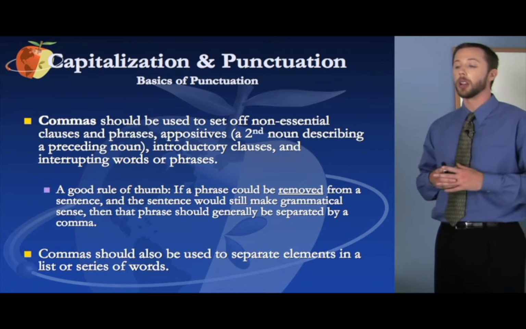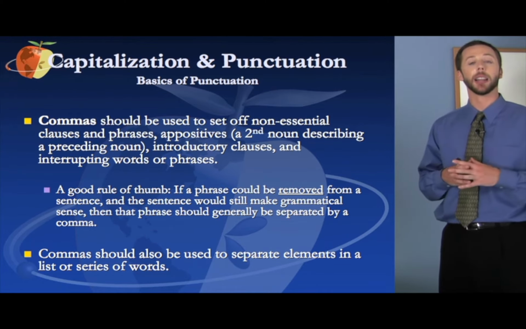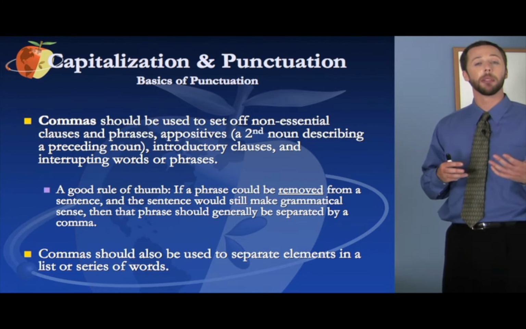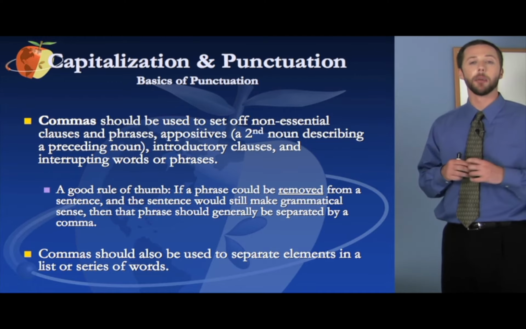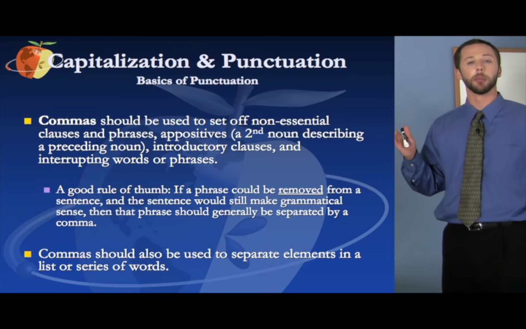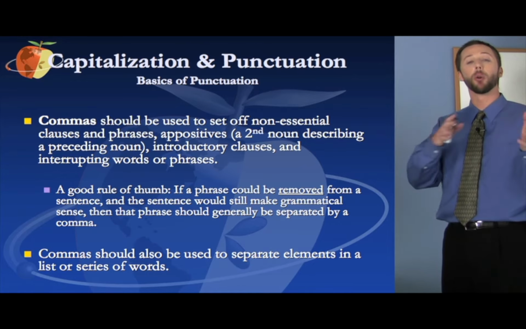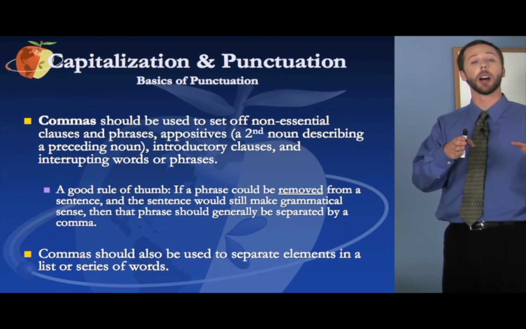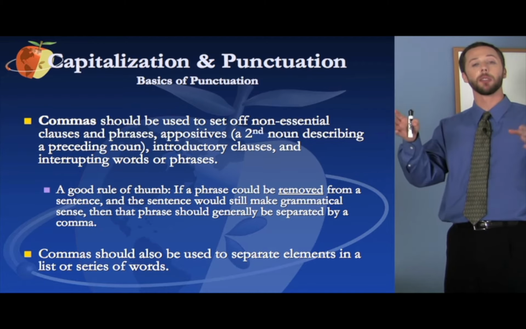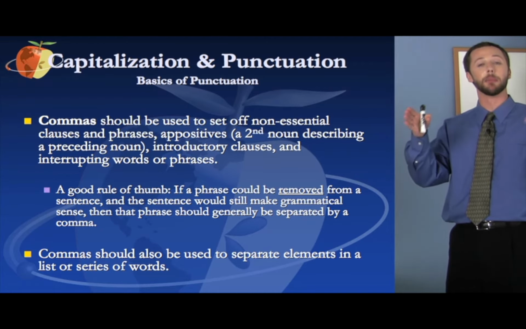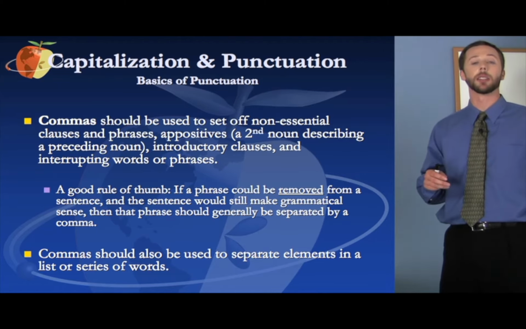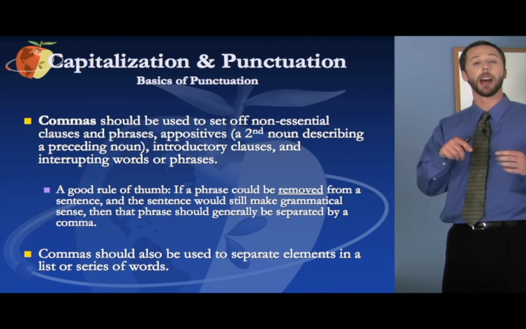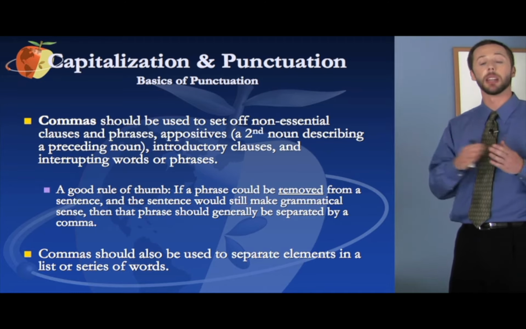An introductory clause might be something like, "Before I woke up, I was having a dream about dragons and sorcerers," or whatever it happens to be, right? So "before I woke up" is the introductory clause, and then "I was having a dream about dragons and sorcerers" is the independent clause in the sentence. So that dependent clause, the introductory clause, has a comma after it, separating it from the independent clause.